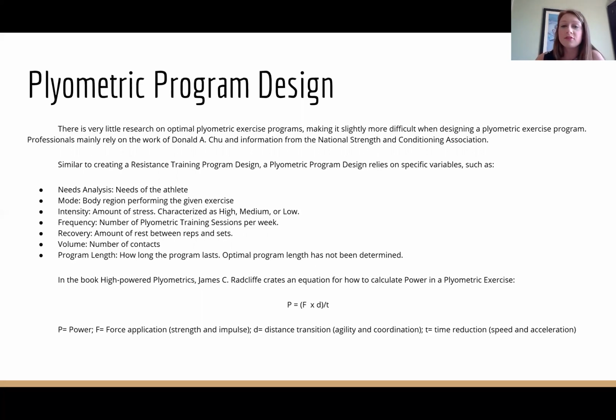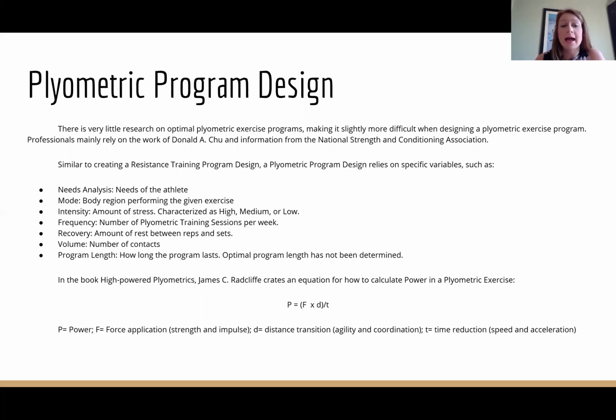Similar to creating a resistance training program like we did for our project, a plyometric program design relies on specific variables, such as the needs analysis, which is the needs of the athlete, mode, which body region is performing the given exercise, intensity, which is the amount of stress characterized as high, medium, or low, frequency, the number of plyometric trainings per week, recovery, amount of rest between reps and sets, volume, the number of contacts in each session, and program length, how long the program lasts. Optimal program length has not been determined.